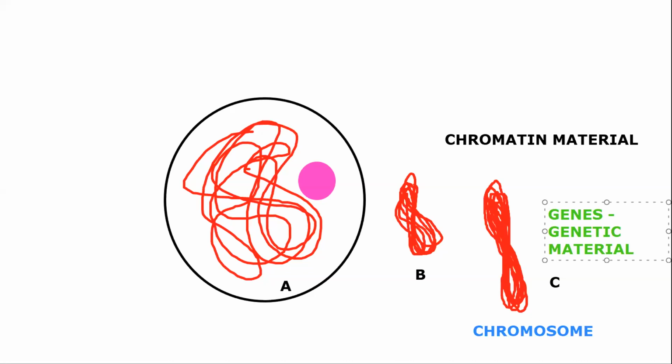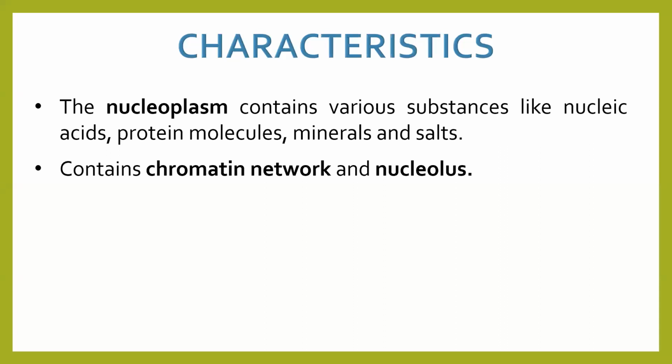Okay, great. Now let's continue with our point where we were. So we have completed 2 points. That means nucleolus contains various substances like nucleic acids, proteins, minerals, salts, and it also contains chromatin network and a nucleolus. Now let's understand the third and the very important point which I've just taught you.